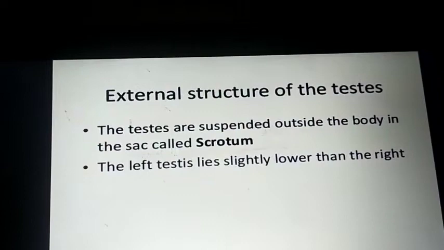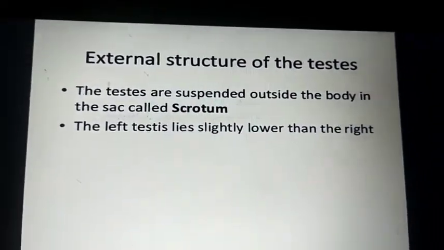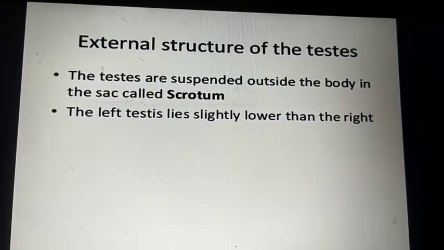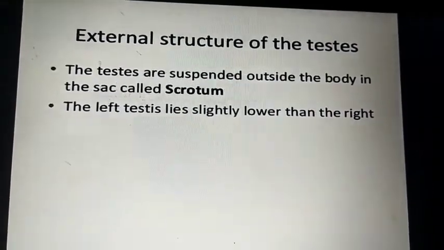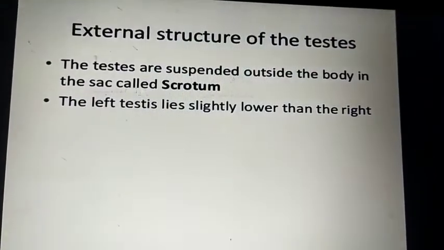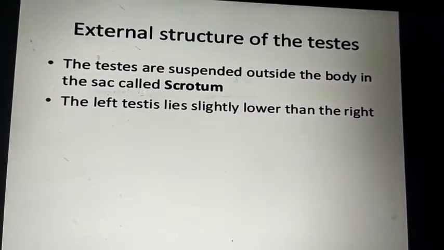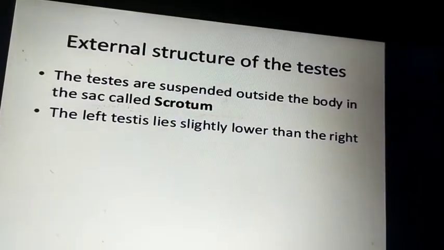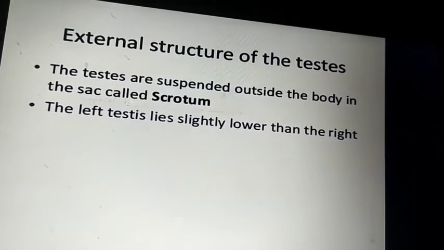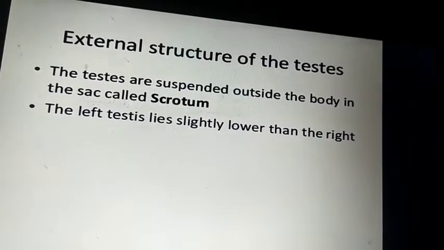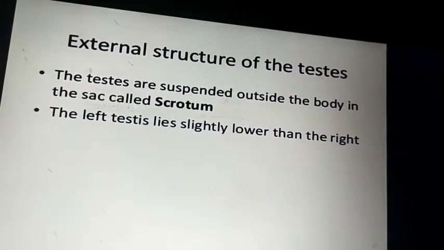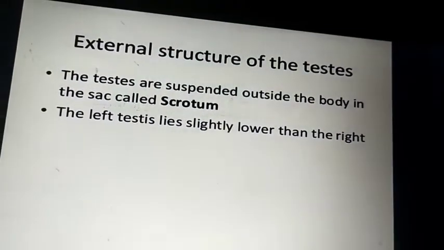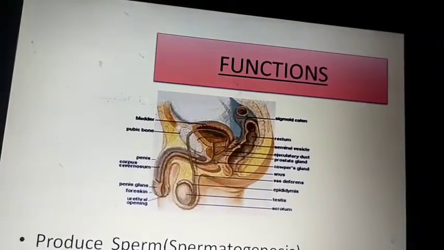Now you can go for the external structures of the testes. The testes are suspended outside the body in a sac, that sac is called the scrotum. The scrotum hangs outside the body in front of the pelvic region near the upper thigh, and it is a sac of skin and some layers. I already explained the scrotum. The left testis lies slightly lower than the right.